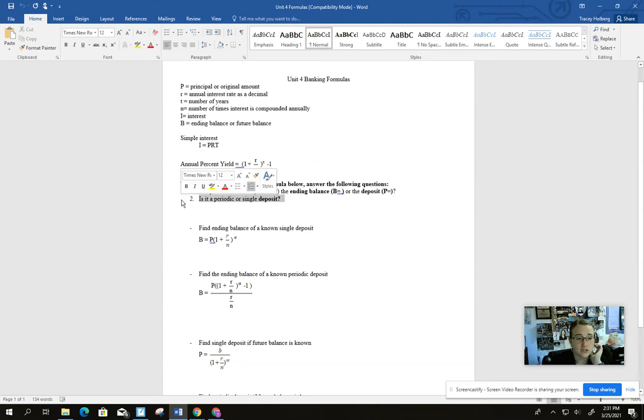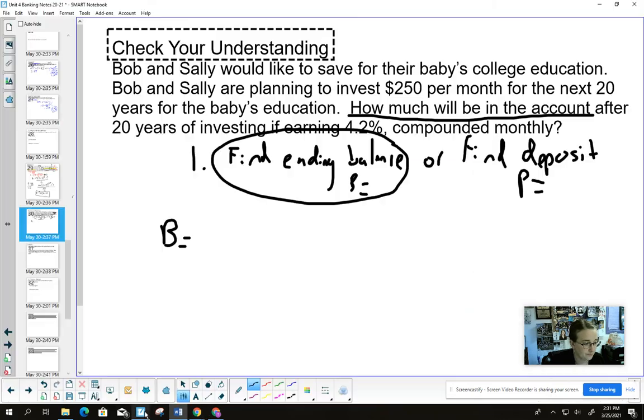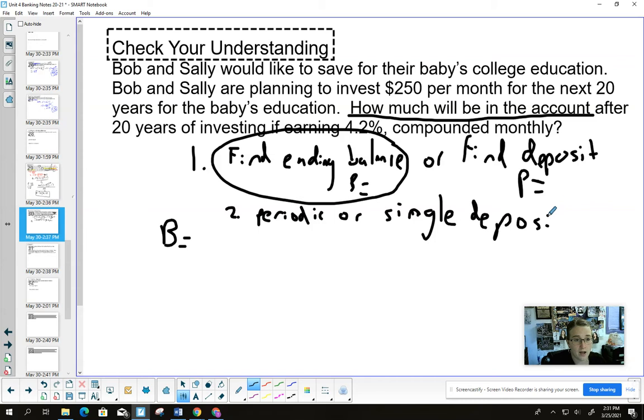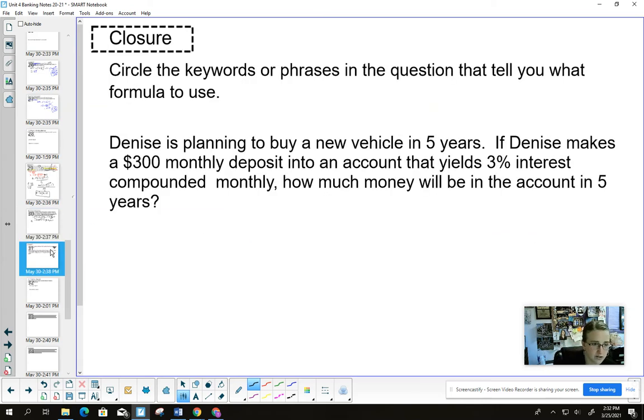The second thing you need to ask yourself is, is it a periodic or single deposit? So I'm going to write that. Periodic or single deposit. So I want you to go into the problem, find the word deposit, or something that means deposit. Hint, hint for this question: read the sentence it's in.